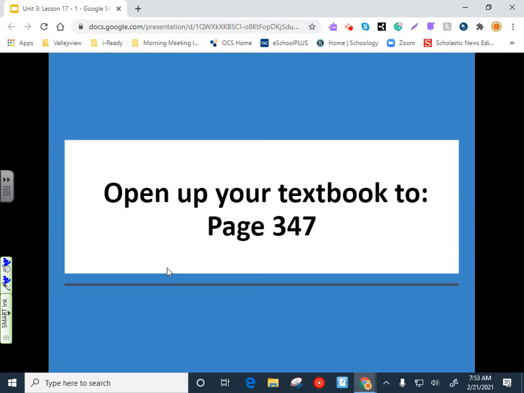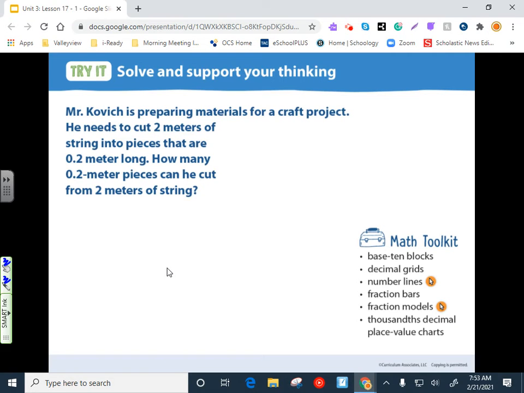All right, so open up your book to page 347, and you'll see some pieces of string at the very top. Mr. Kovich is preparing materials for a craft project. He needs to cut 2 meters of string into pieces that are 2/10 meters long. How many 2/10 meter pieces can he cut from 2 meters of string?